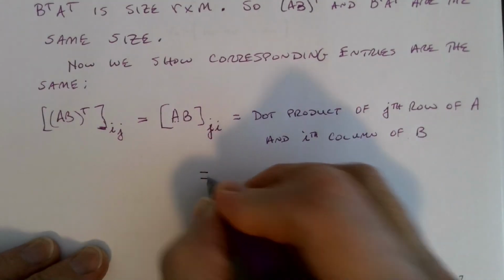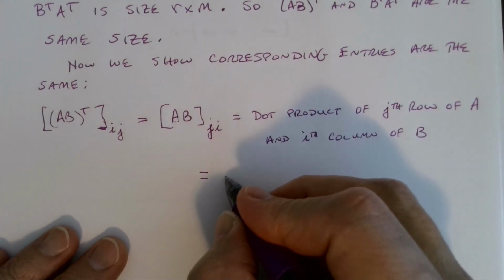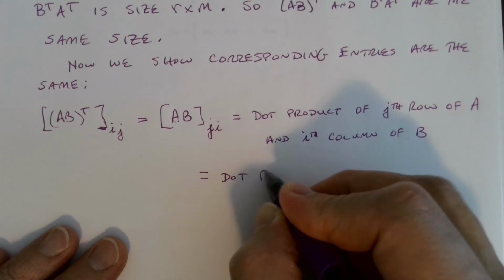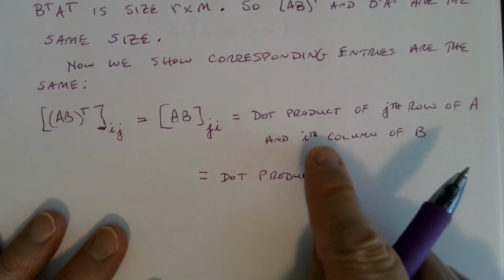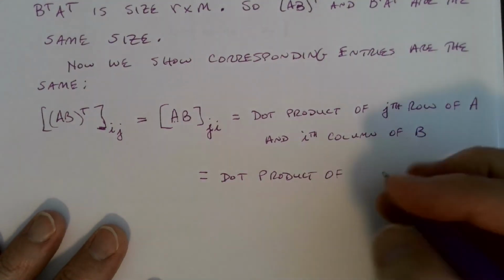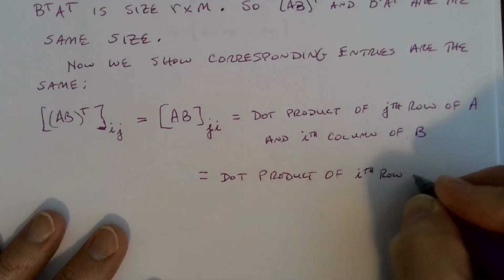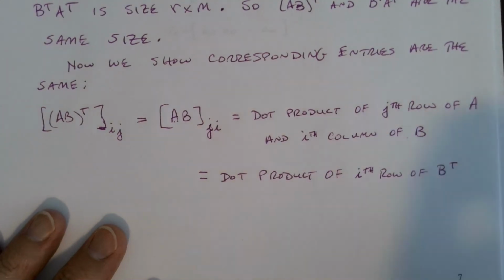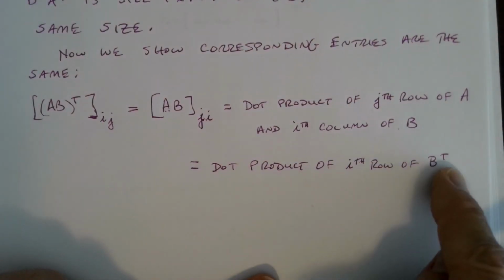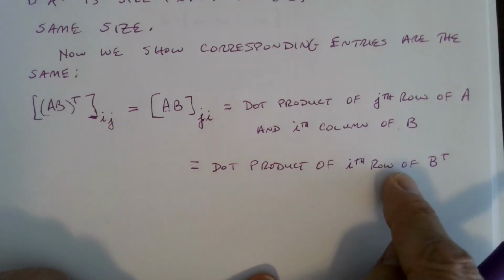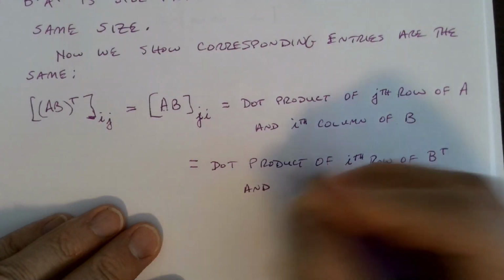Okay, but then the dot product of the jth row of A and the ith column of B is the same as the dot product of, well, the ith column of B, first of all, that's the same as the ith row of B transpose, right? The ith column of B is the same as the ith row of B transpose, just looking at B, right? So this is the dot product of that and what? The jth row of A.